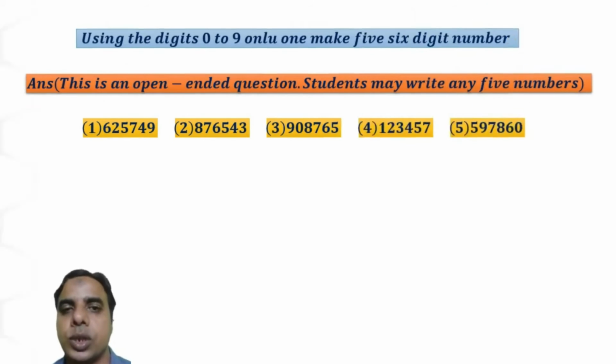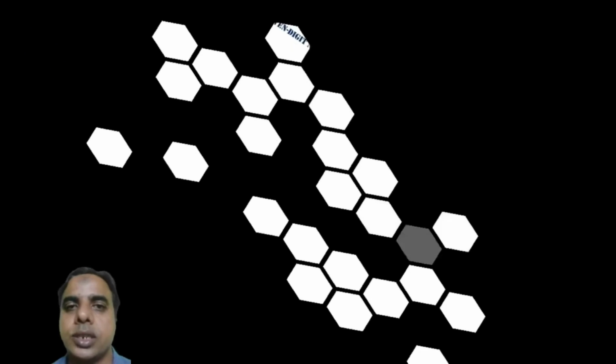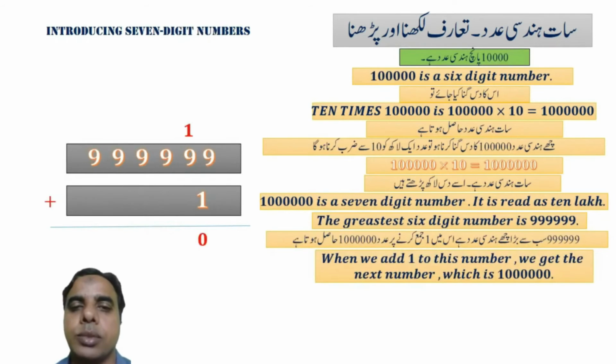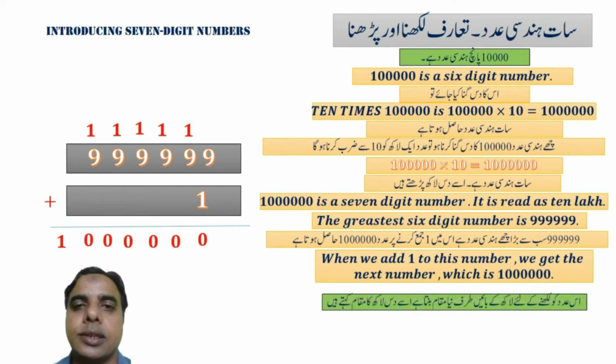7-digit number. So here on your screen, 1 lakh is a 6-digit number, and 10 times 1 lakh, when 1 lakh is multiplied by 10, it will become 10 lakhs. Okay, like this. So 10 lakhs is a 7-digit number and it is read as 10 lakhs.